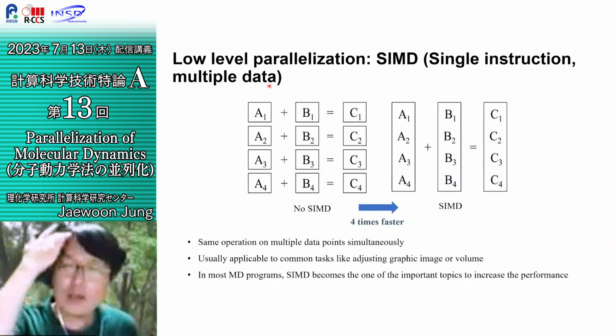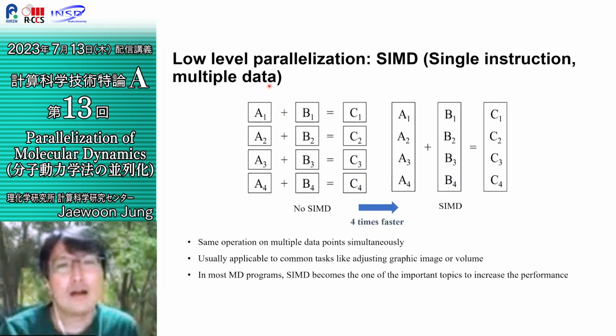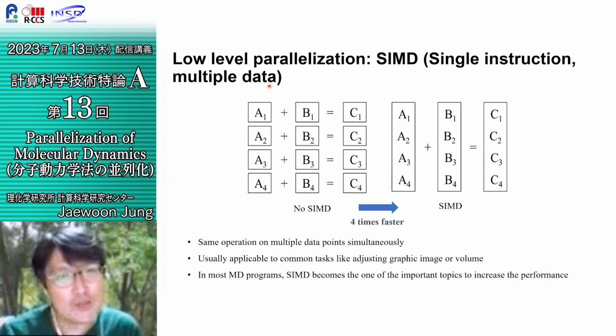In a computer, sometimes you might hear that this is a 64-bit machine, this is a 128-bit machine, or 256-bit. For example, in the case of Fugaku, it's 512-bit. But in many Intel machines, it's 256-bit.